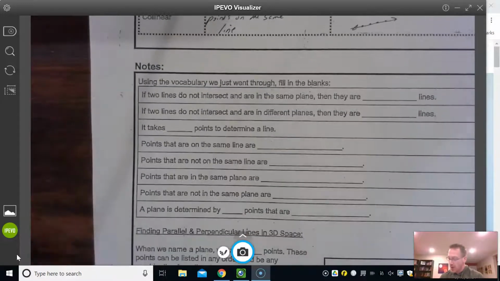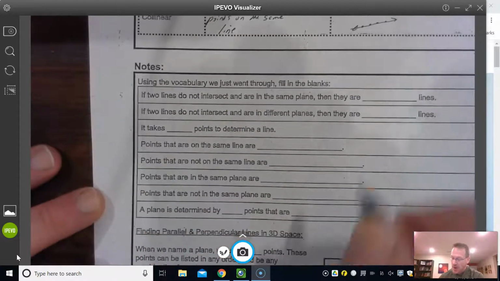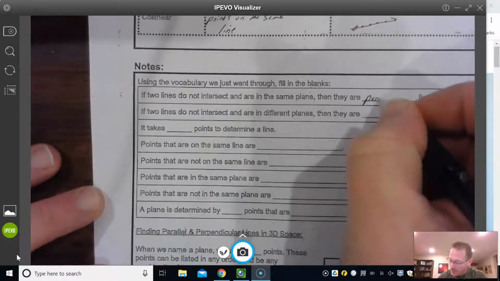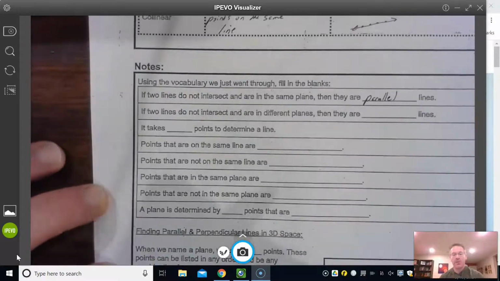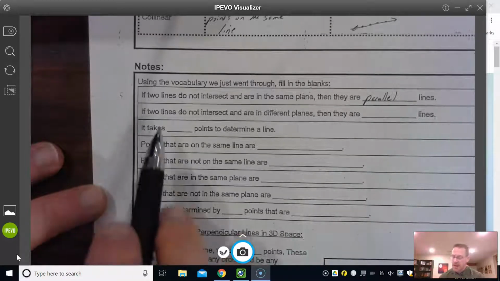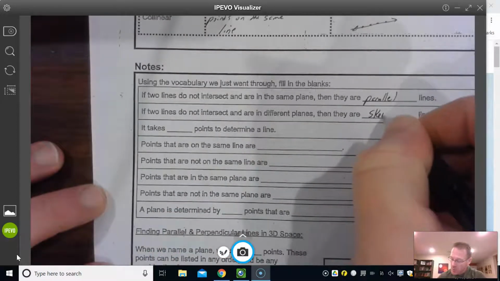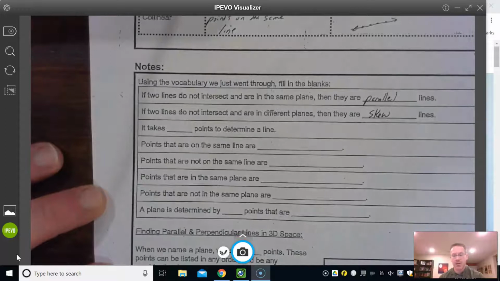If 2 lines do not intersect and are in the same plane, that is parallel. Those are parallel lines. So they do not intersect and they are in the same plane. Think about what we've already been doing with some of our graphing in the XY planes. If 2 lines do not intersect and they are in different planes, then they are skew lines. Skew lines, okay? And that was what I was just doing with the pens.